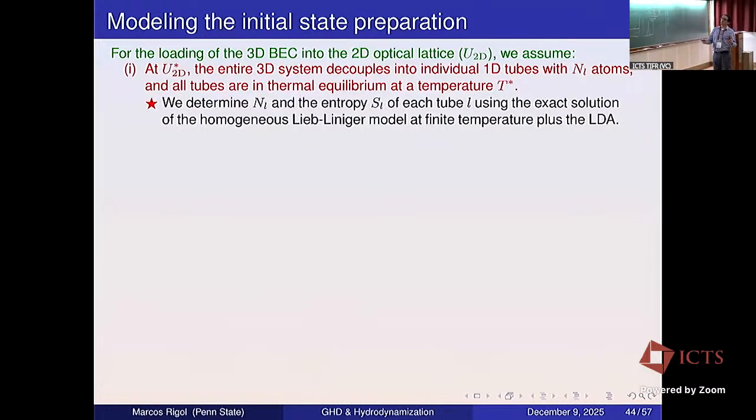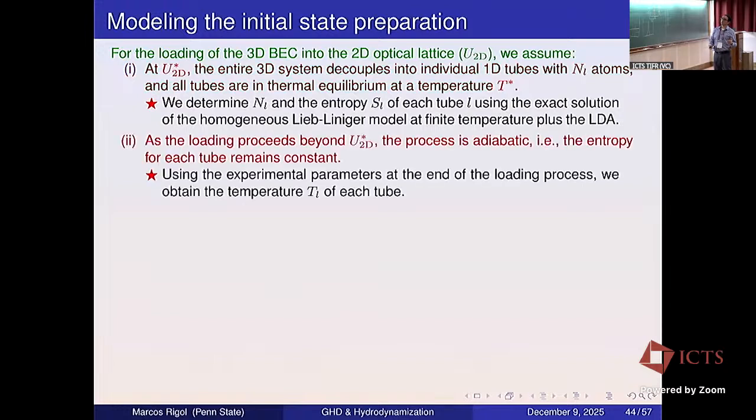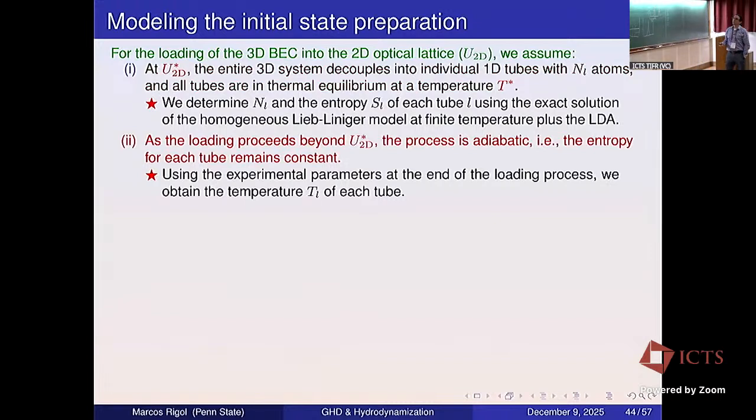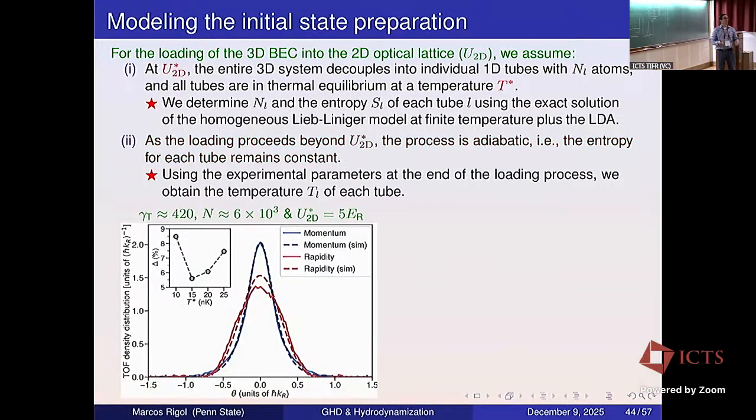Then we determine the number of atoms and the entropies. Right after they decouple, we assume that the rest of the loading into the deeper lattice is adiabatic. So we evolve the tubes keeping the entropy fixed, and then we get different temperatures of the tubes. We compare this to the experiment to fit these two parameters, the lattice depth and the temperature. Good, so that's what goes behind that.